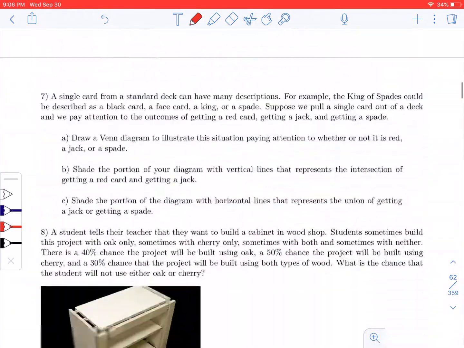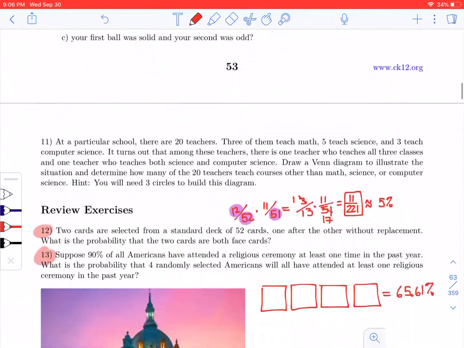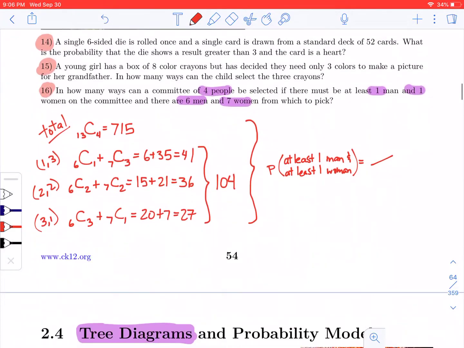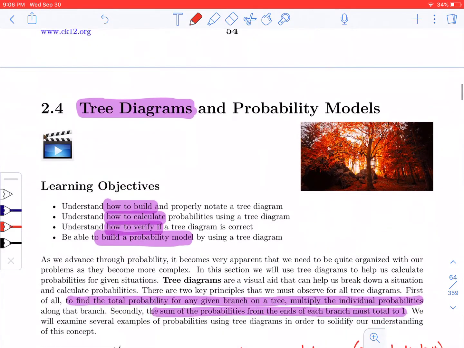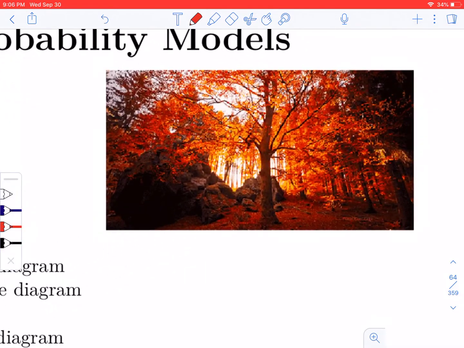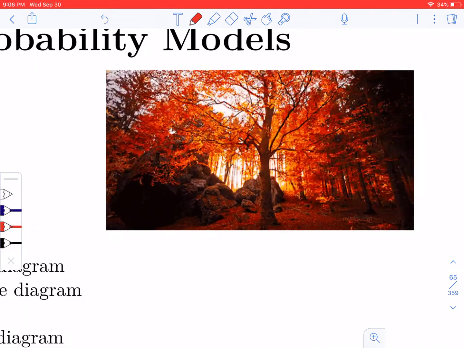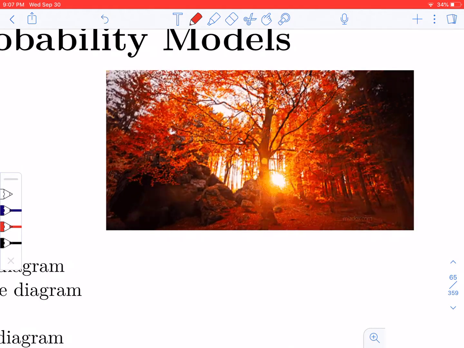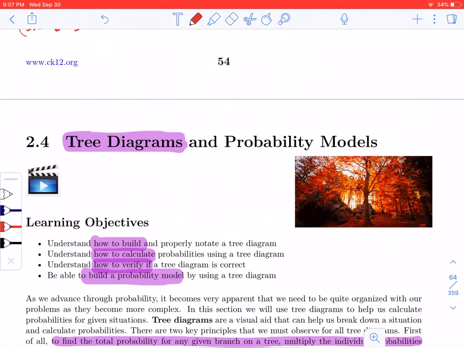Well, here was our 2-3, and here goes our lesson on 2-4. We are drawing tree diagrams and probability models. Here's a nice little GIF of some fall colors. Hopefully you're getting out at some point, maybe this weekend or maybe Monday or Tuesday, looking at the nice trees and thinking about the probability problems.